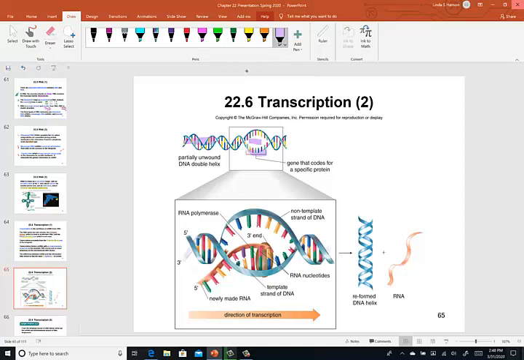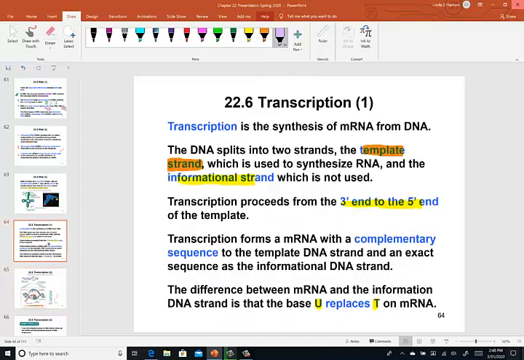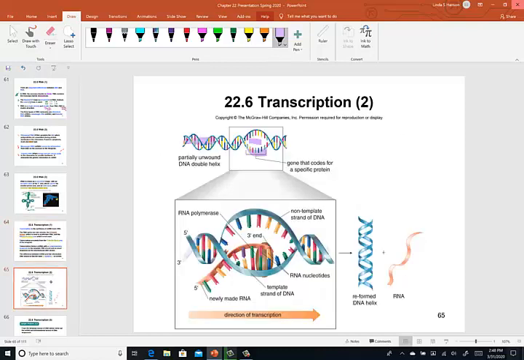One of the strands serves as the code, the other does not. Remember those two words here? One strand is called the template, the other is the informational strand. Only one of the two strands is used to read to make a messenger RNA.